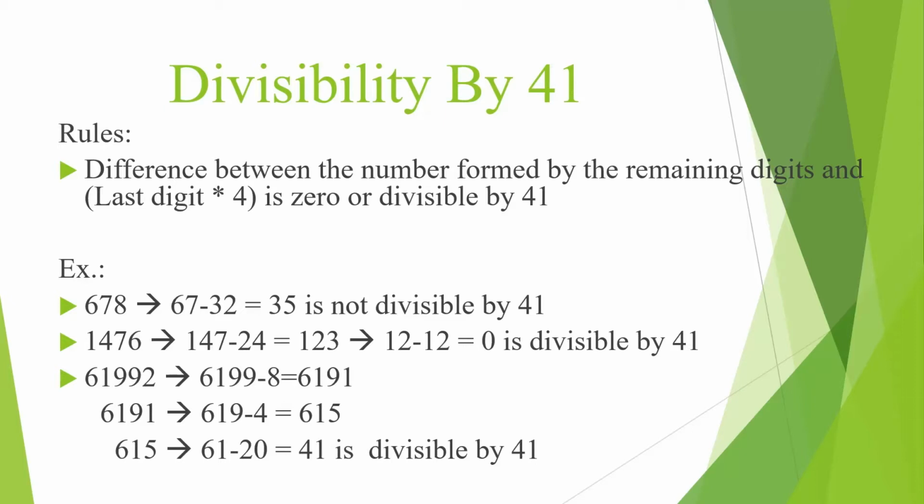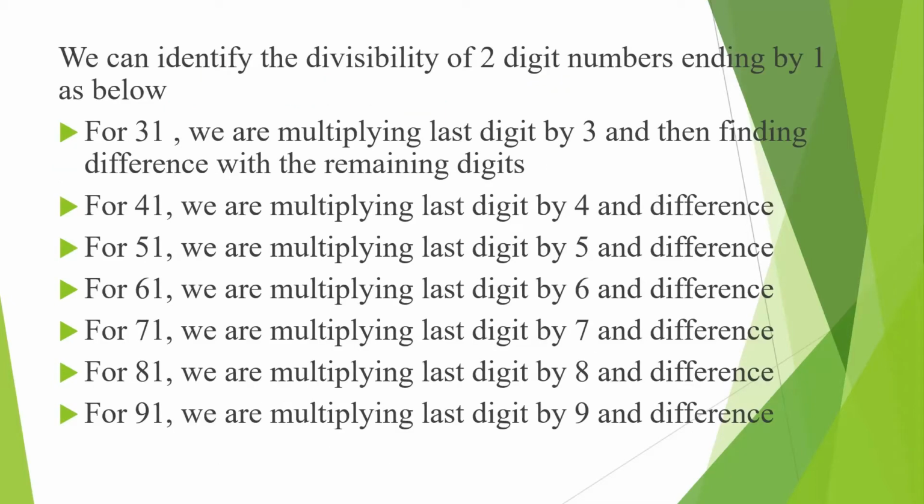For the 2-digit numbers which are ending with 1, we do have the similarities. That is, for 31, we are multiplying the last digit by 3 and then finding the difference with the remaining digits. Similarly, for 41, we are multiplying the last digit by 4. For 51, we have to multiply the last digit by 5. For 61, by 6. For 71, by 7. For 81, by 8. And for 91, we have to multiply the last digit by 9. These are the divisibility rules for the 2-digit numbers ending with 1.